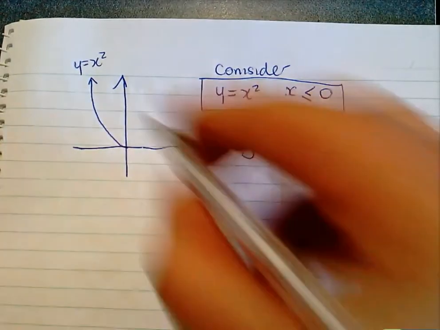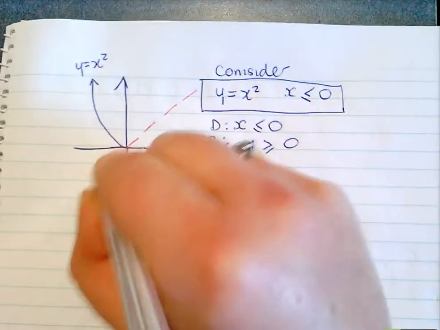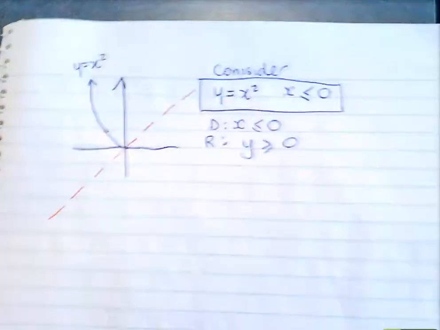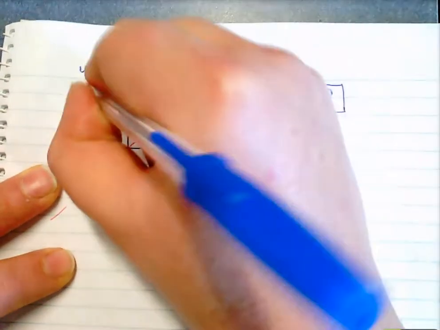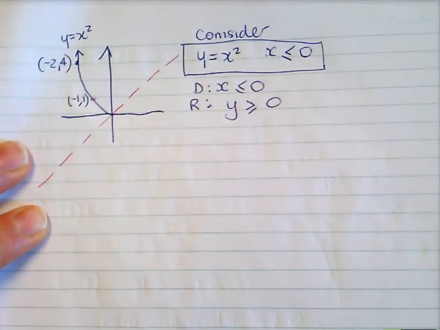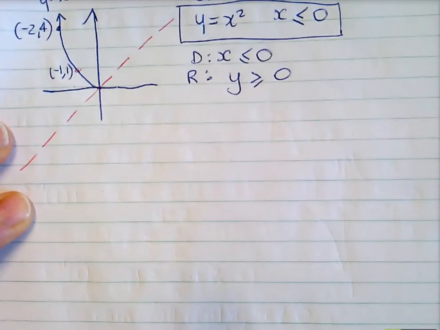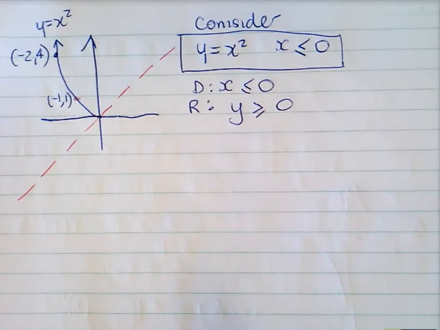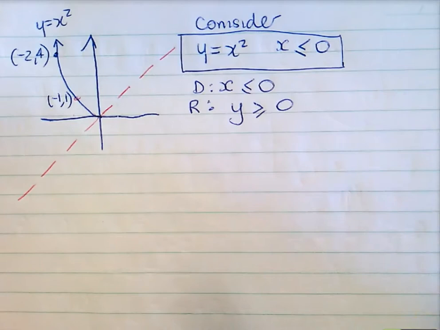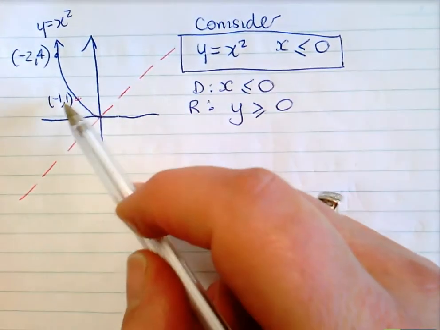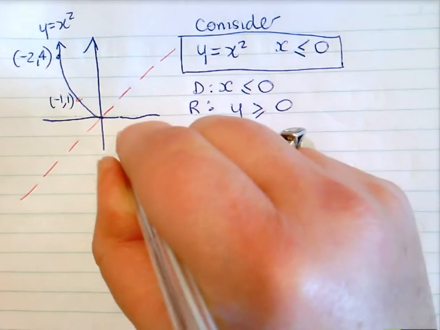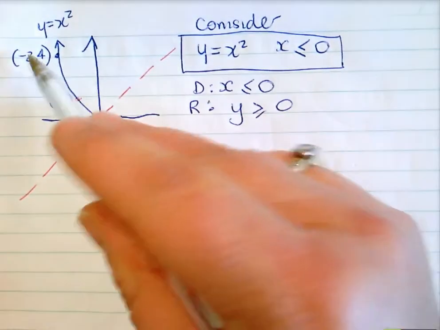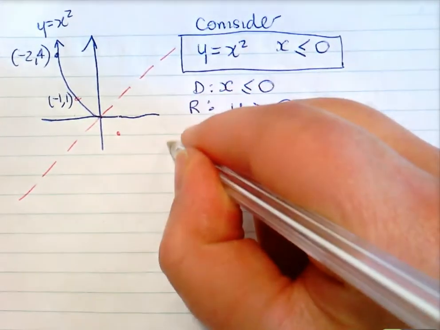We can draw the inverse ourselves. Let's do some points on the original function. -1, 1, -2, 4 on the original function. All right, with this type, it's really good to do the swapping of the points, otherwise you're going to end up drawing it really badly. Swapping -1, 1 becomes 1, -1, and -2, 4 becomes 4, -2.